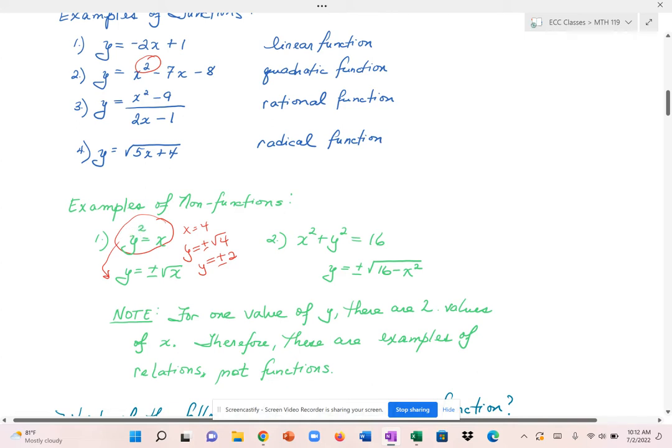And the second example on the right is very similar. This is actually the equation of a circle with a center at 0, 0, and a radius of 4. But this one is also not a function. If you were to solve this for y, you would also get plus or minus the square root of 16 minus x squared, which means that for any value of x, it's possible to get two different values of y.